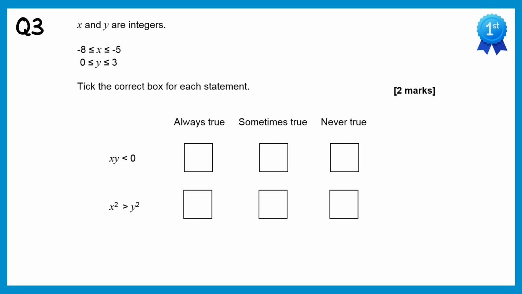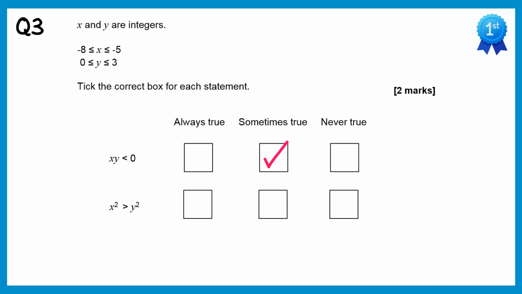For the first part, we need to decide if x times y is less than 0. Let's pick some numbers for x and y and see what happens. So in the first one, if we pick x as negative 6 and y as 2, then negative 6 times 2 is negative 12. This is less than 0, so it certainly can be true, but can it also be false? Well, if you look at the second inequality here, we can have any number from 0 to 3, and that includes 0. So what if instead it was negative 6 times 0? Well, that would give you 0. That's not less than 0, that's equal to 0. So this can be true and it can be false, so it's sometimes true.